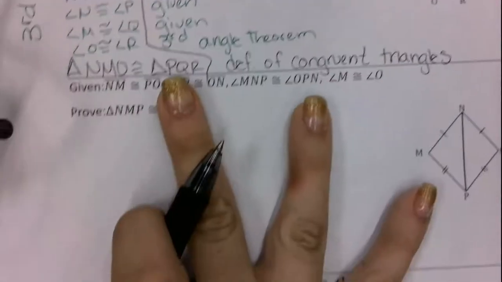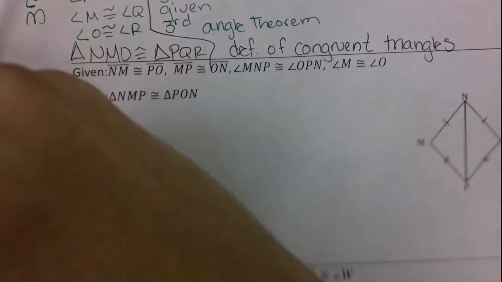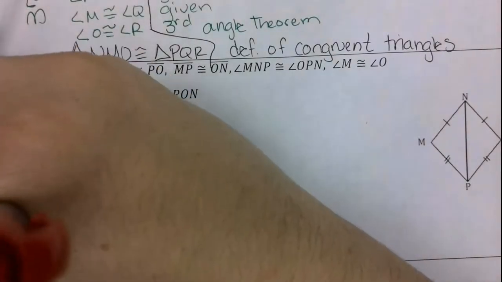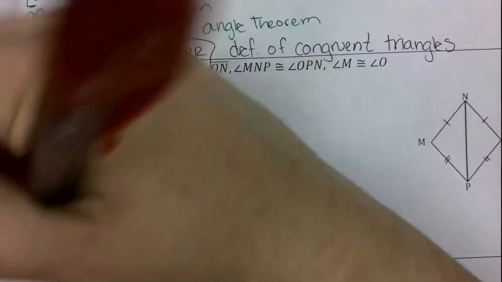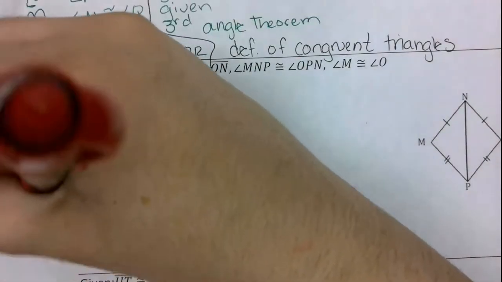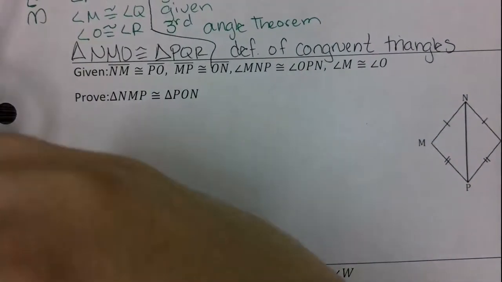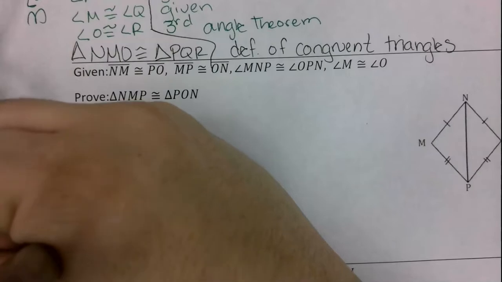The next one I want to do is going to use the reflexive property. And I use the reflexive property when I'm looking at the sides of a triangle.